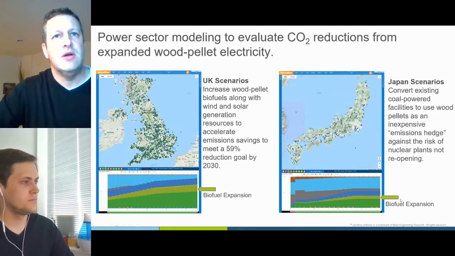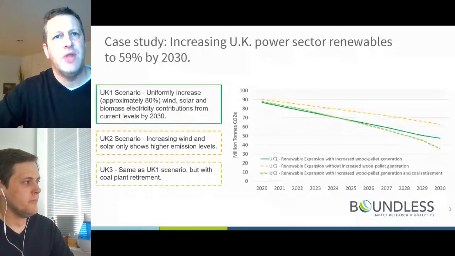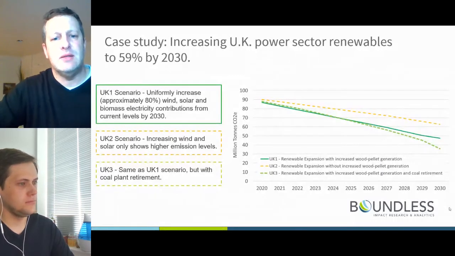So here are the results that we see for the examination of the UK. In the dark green line, what you see is the long-term emissions trajectory that's achieved when wind, solar, and biomass are all expanded, and it indeed meets that target of 59%.